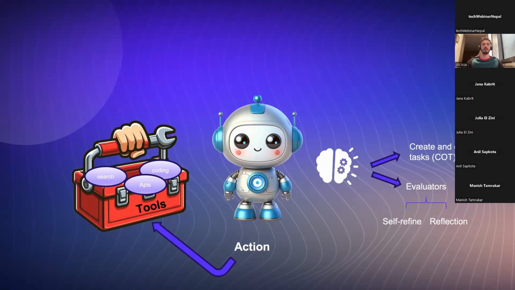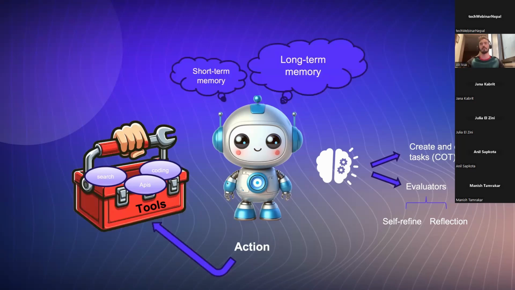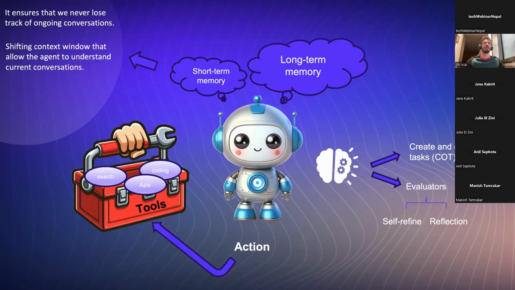So mainly these are the components, but what about the memory? How are we going to let the agent remember what we are talking about? We have a short-term memory and a long-term memory. The short-term memory ensures that we never lose track of ongoing conversations. The main idea is that we don't want the agent to get lost. We do this by shifting a context window, a window that highlights the recent conversation to make the bot understand what we are talking about. But what about the long-term memory?